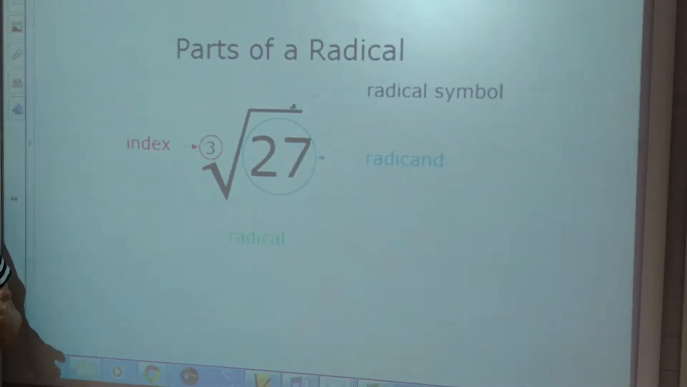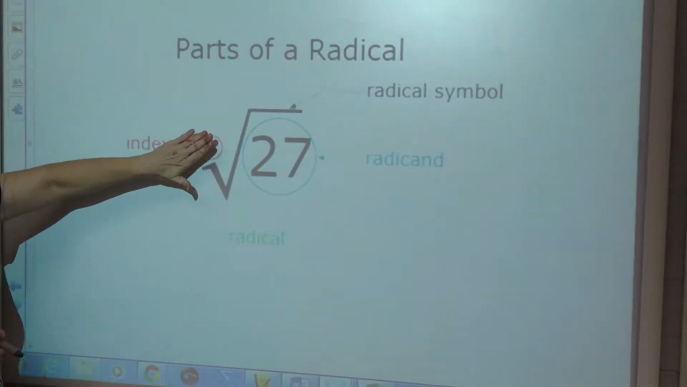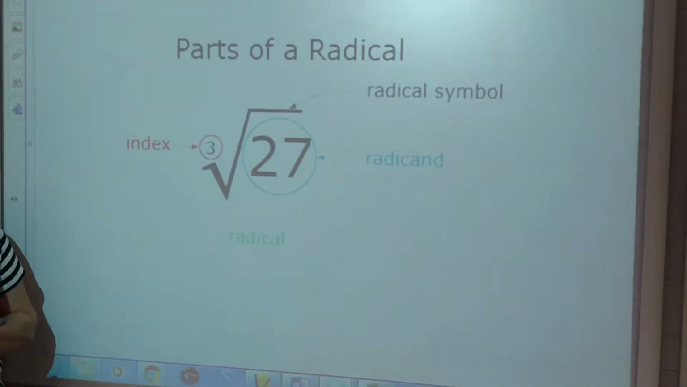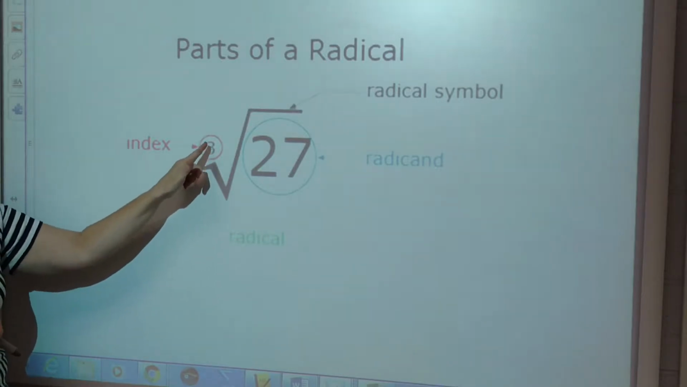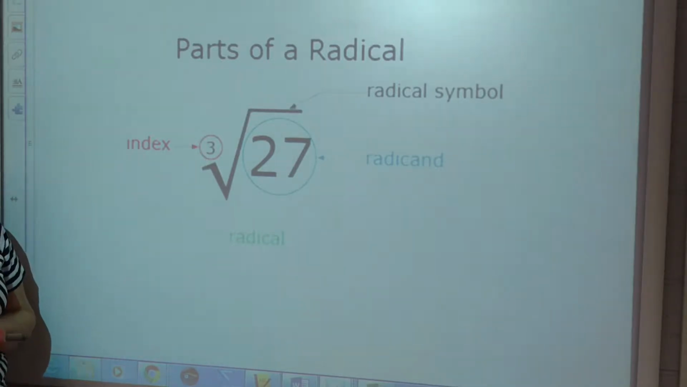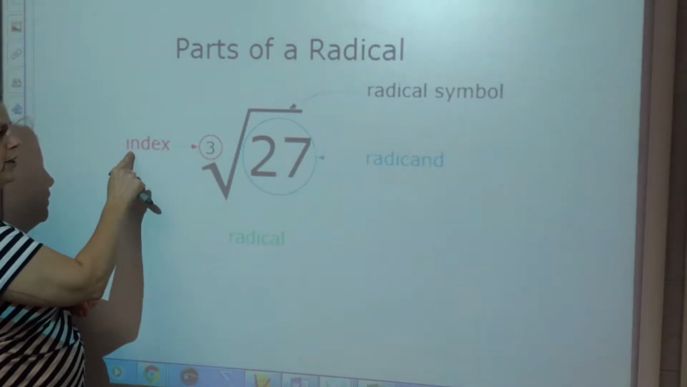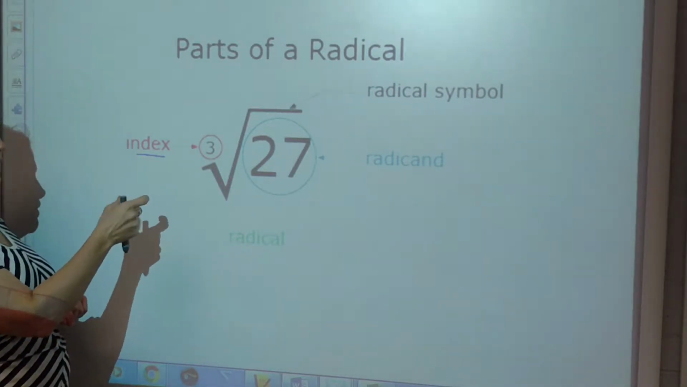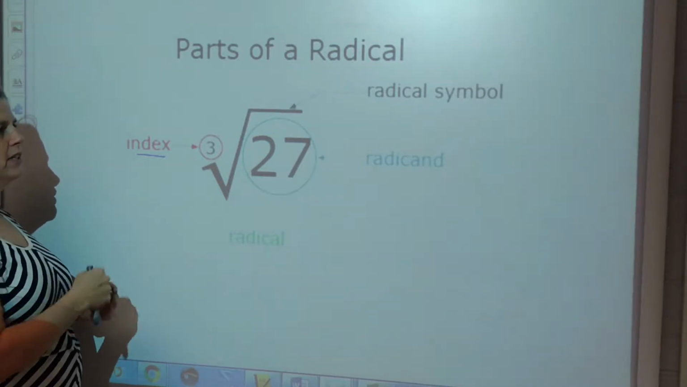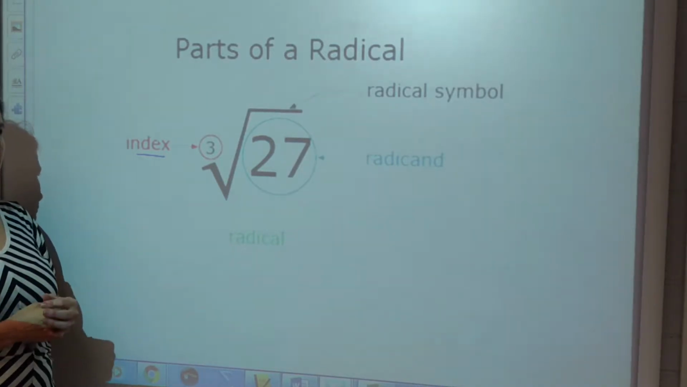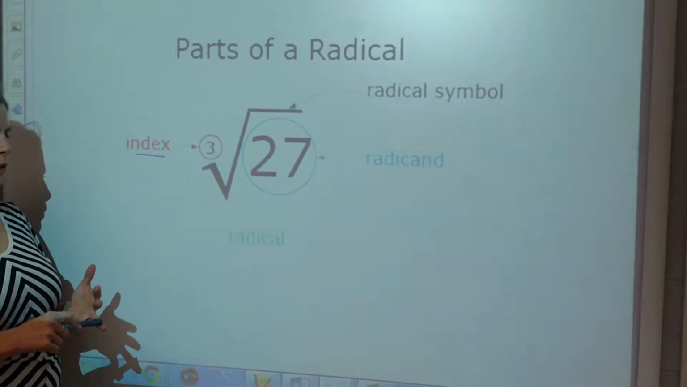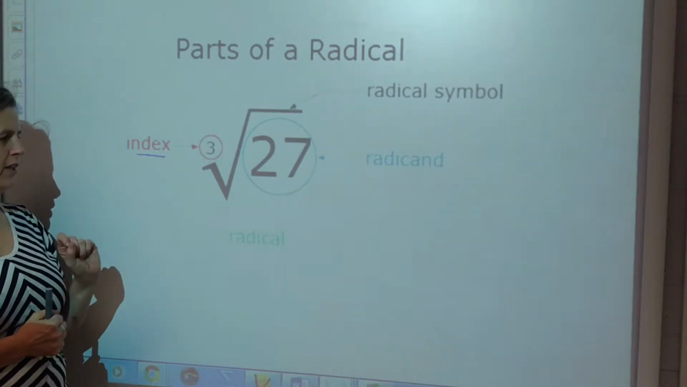Okay, so we're going to look at the parts of a radical. I'm guilty of calling anything with that symbol a square root. If there's not a number written here, it is a square root. It's an understood 2. But when we start writing numbers here, those numbers are called the index. An index tells us what value we're looking for: a cube root, a fourth root, a square root if there's nothing there.